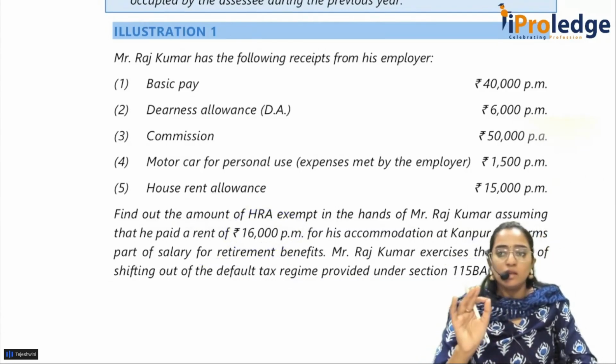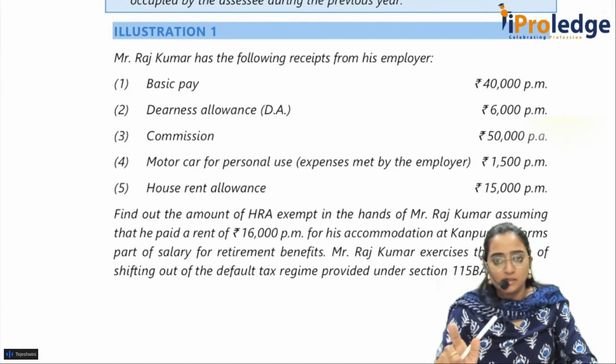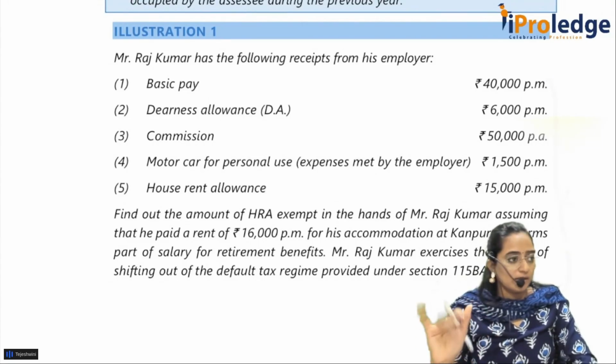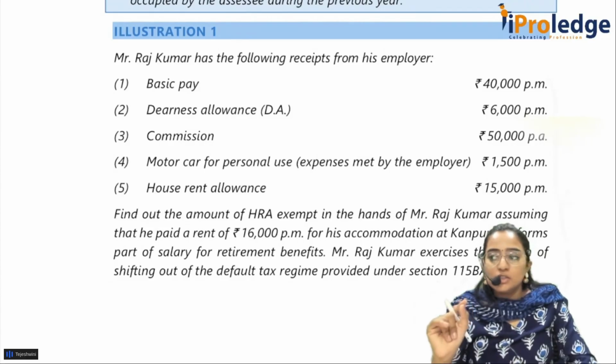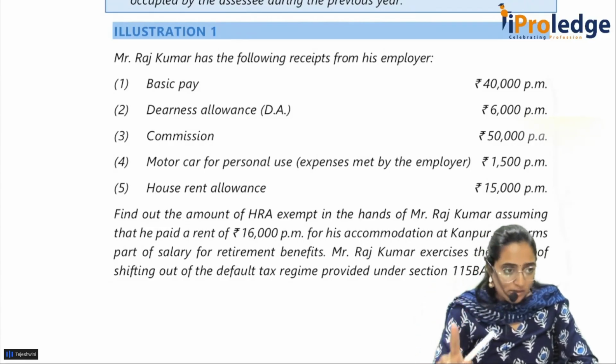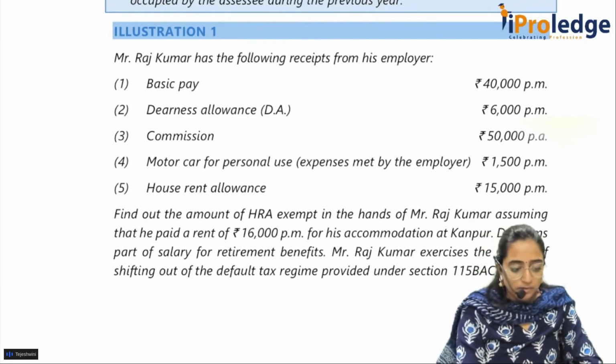Remember one very, very important point. Under section 115BAC, whatever exemption you calculate, if you do one question, you will clearly understand. That calculation of exemption would not be applicable for HRA under 115BAC. Everyone?